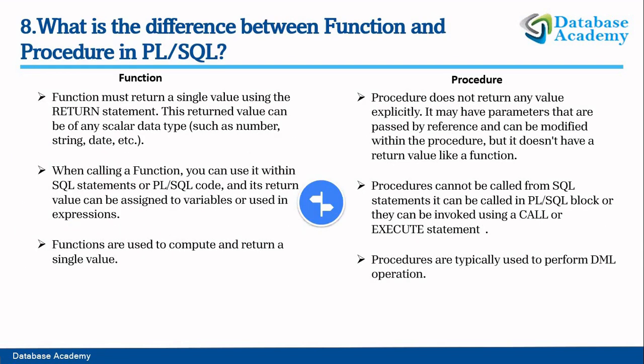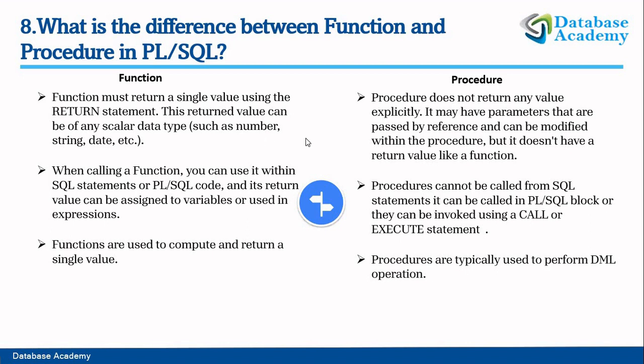Okay, so now let us see the next question, which can be the difference between function and procedure in PLSQL. A function must return a single value using the return statement. So whenever we create a function, it must return a single value. That can be a scalar data type, that means number, date, string, varchar, this kind of data type. A procedure doesn't return any value explicitly, but yes, we can get multiple outputs from a procedure using OUT parameters, but there is no return keyword used inside the procedure to return something.